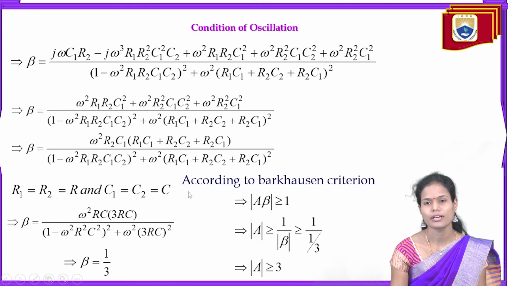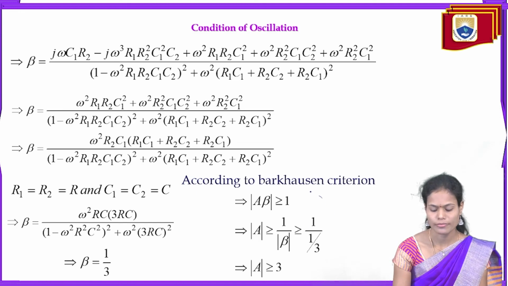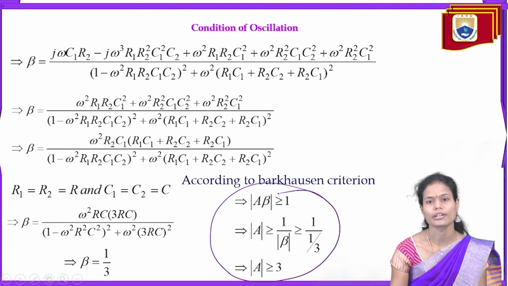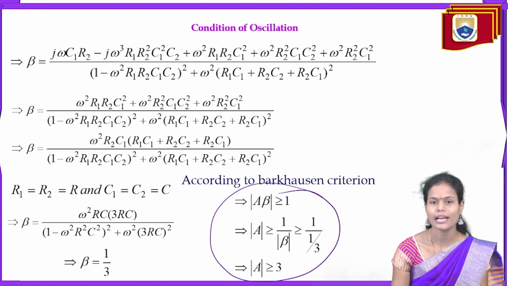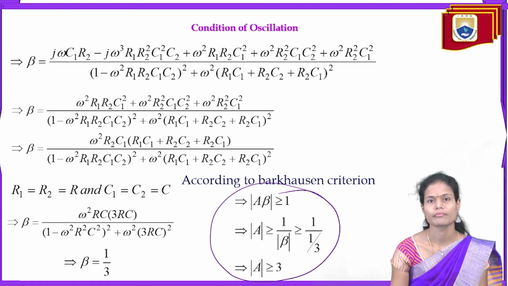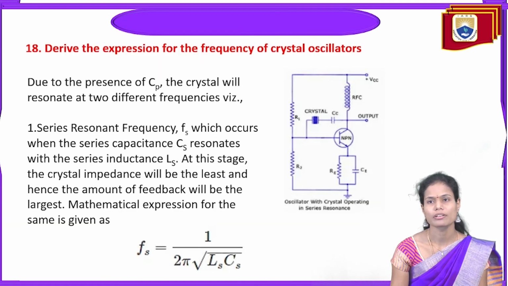And next condition for the oscillator is according to the Barkhausen criterion. These values must be satisfied here. So each and every step as well as analysis, we have to explain clearly. And next, derive the expression for the frequency of crystal oscillators.